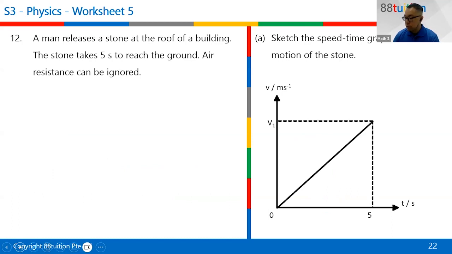Okay, let's look at this. Release a stone. When you release, remember drops or release, your initial velocity is 0, starts from 0. 5 seconds to reach the ground. So this is a basic graph you need to be able to draw. Sometimes it might not drop, it might be thrown. When thrown, usually the initial velocity will not be 0.